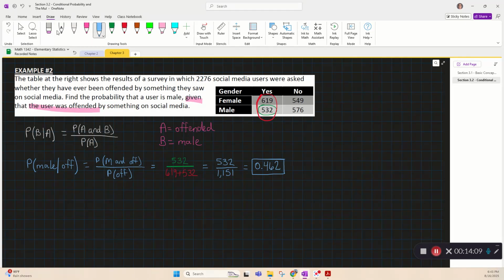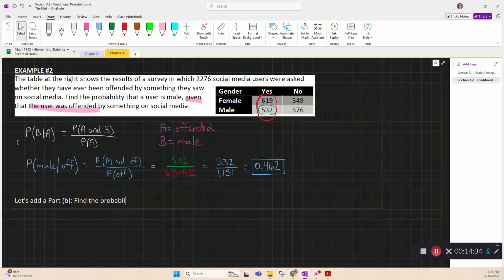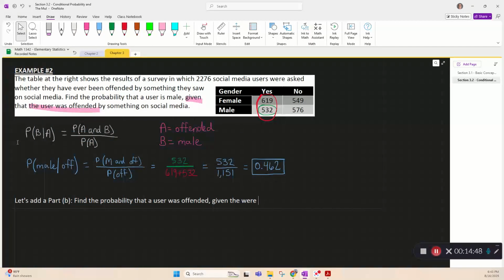No, the problem doesn't have a part B. Let's add one. Let's add a part B to this. Find the probability that a user was offended given they were male.